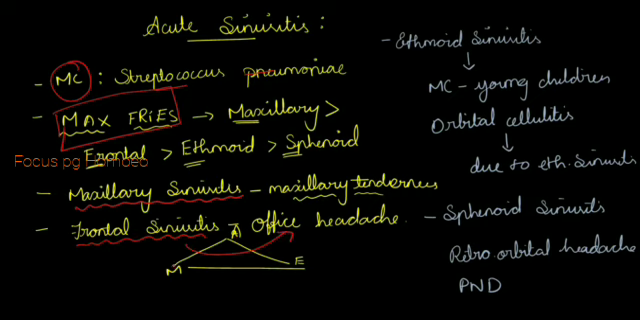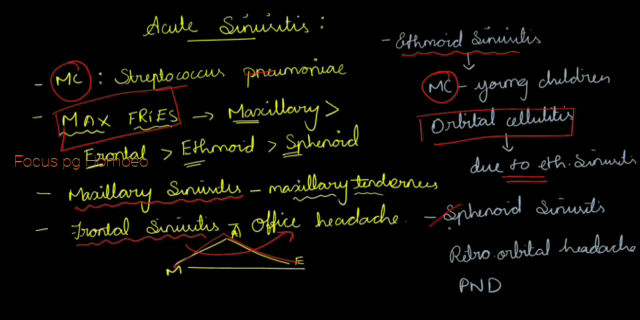The rise will be starting from the morning and peak will be there in the afternoon, and there will be a decrease by evening. Then ethmoid sinusitis, most common in young children, and in case of orbital cellulitis, it is mainly due to ethmoidal sinusitis. Then comes the sphenoid sinusitis. Here we will find two symptoms in prominence. One is retroorbital headache and then PND.